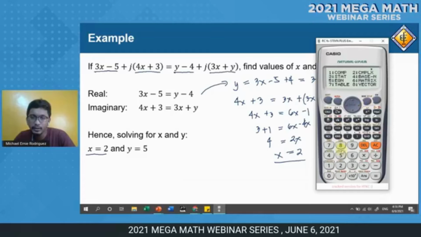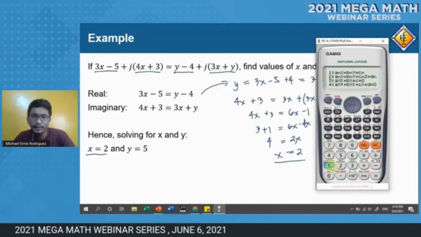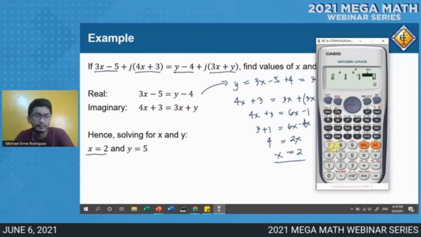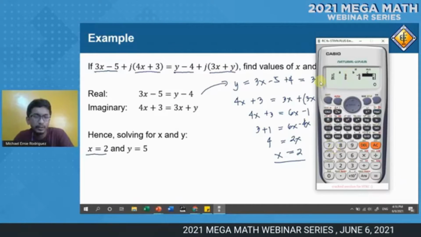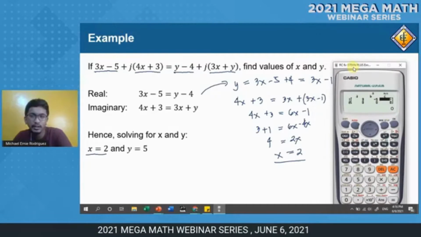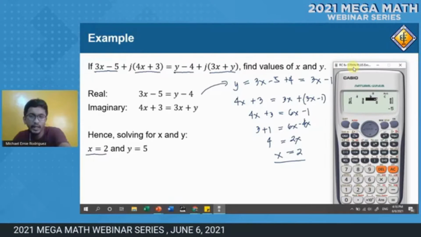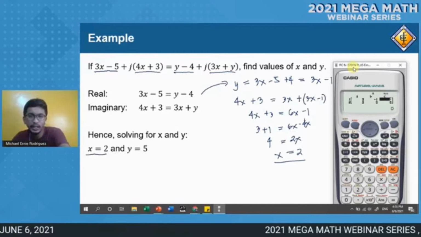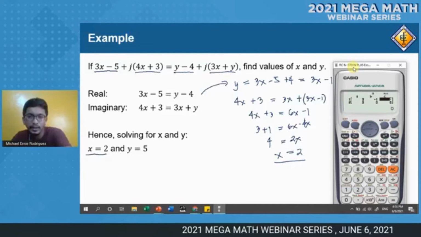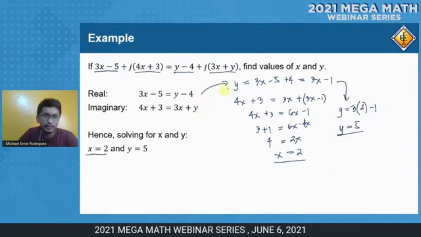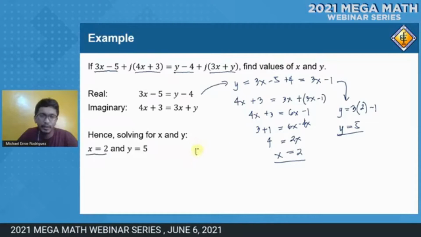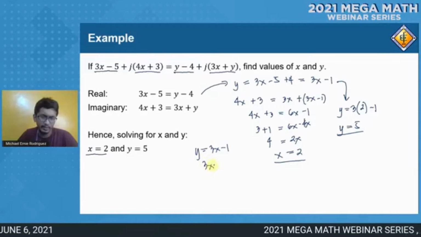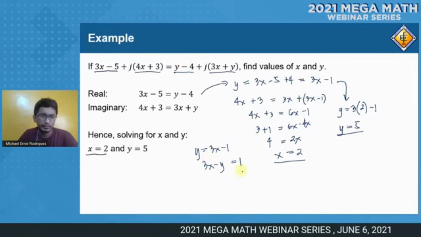equation. So equation 5, 1. So two equations, two unknowns. We have 3, negative 5. Simplify na to. So we have 3x and then yung y natin, negative 1. Simplify natin to. So y, di ba? Y is equal to 3x minus 1. So we have 3x minus y is equal to 1 for the first equation.